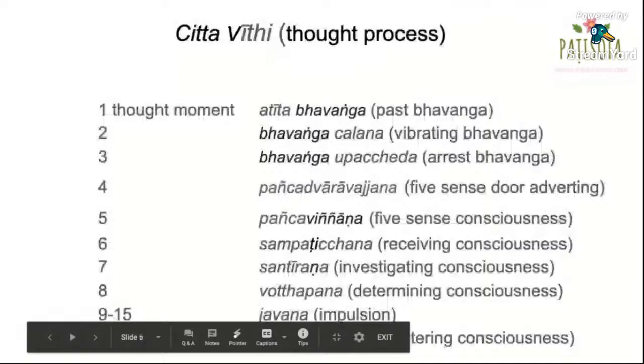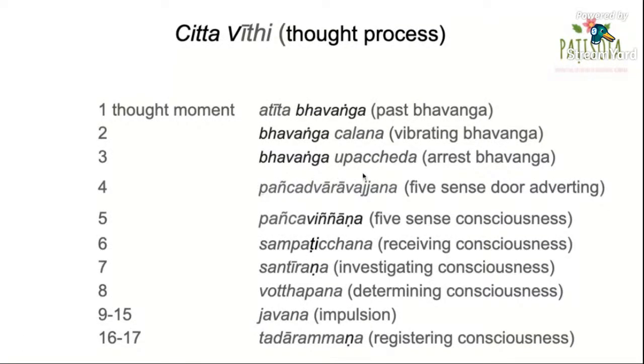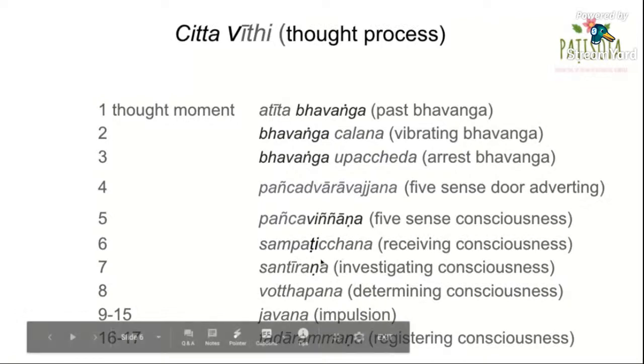This is where we call Panchadvara Vajjana. That's the fourth thought moment, chittakana, where your consciousness has still not become a Vijnana. This is where we call it Vijnana, the fifth moment. So this is still five sense door adverting, Panchadvara Vajjana. See, it starts from the Bhavanga Chitta, right? Three Bhavanga Chittas, and then Panchadvara Vajjana, and then Indriya Vijnanas arise. Then you can see Sampatichana, right? And Santirana, receiving consciousness and investigating consciousness.